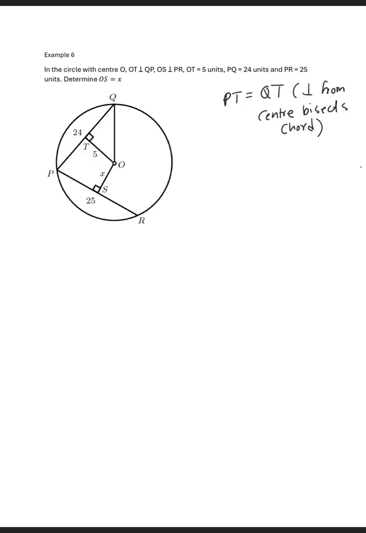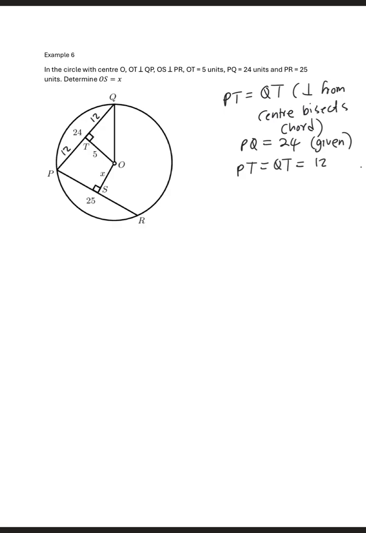So since we are given that PQ is 24, this is given, right? Means that PT is equals to QT is equals to 12. So it means we have 12 here and then we have 12 here. The reason why is because we are told that OT is perpendicular to QP. So it's theorem 1. Perpendicular from center bisects chord. Very important to remember that.